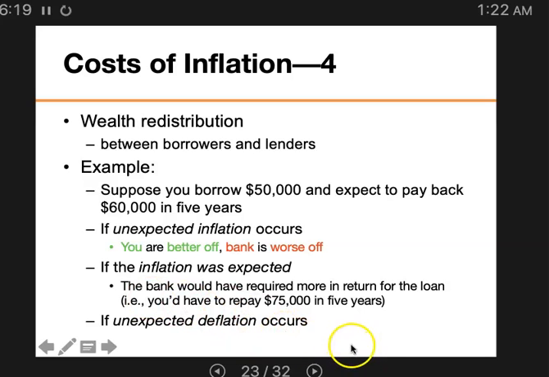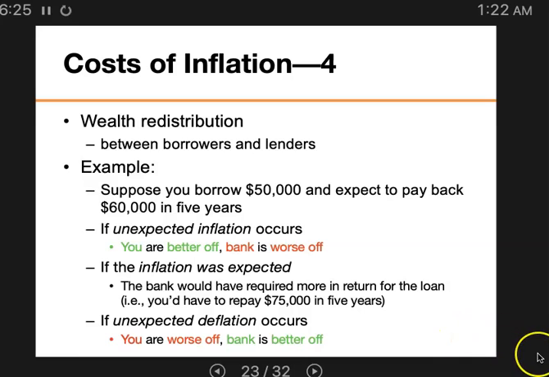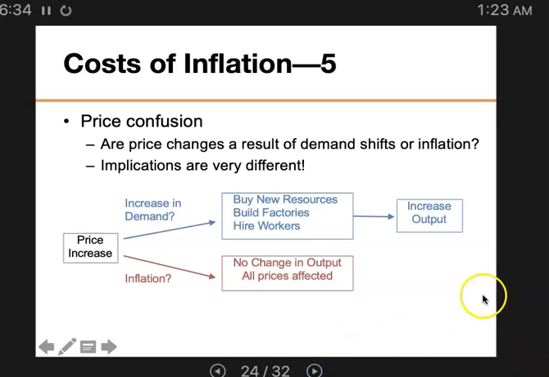If it is a deflation and unexpected, deflation increases your future real payment to the bank, right? So you are worse off, but the bank is better off. So this is a good slide to come back and study. All right, the next one summarizes what we just did in a different way.